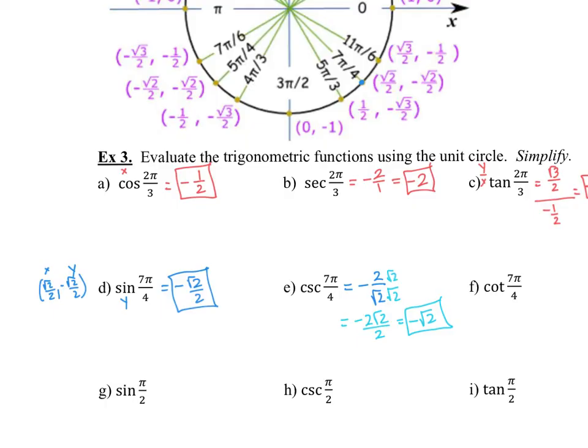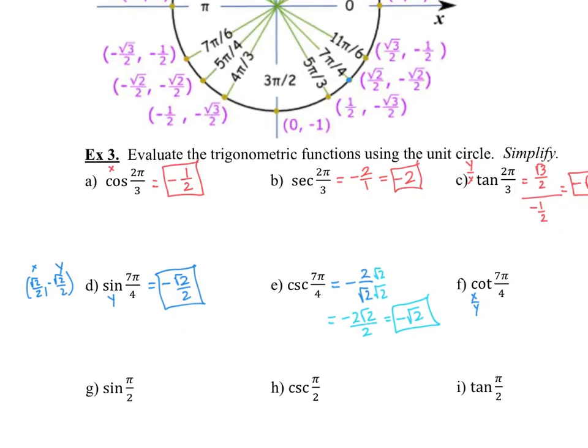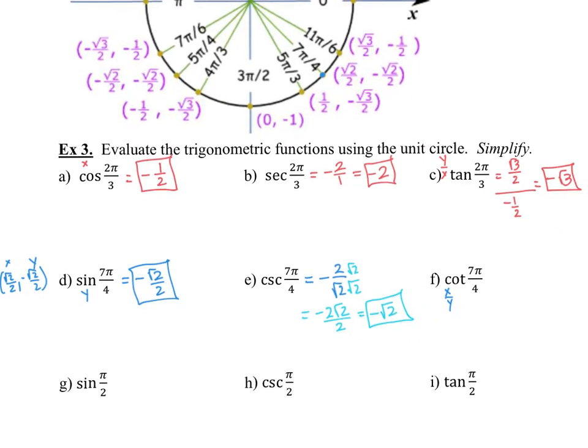Okay, and then we want cotangent. I don't have tangent, so let's look. Cotangent is x over y. Okay, so in this case, the x coordinate is √2/2. The y coordinate is -√2/2. So if I divide those out, they pretty much all cancel and I'm left with -1.